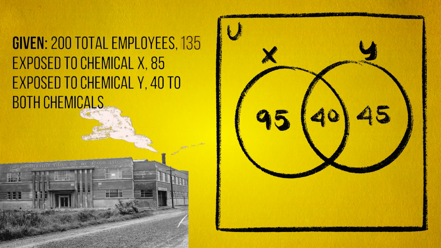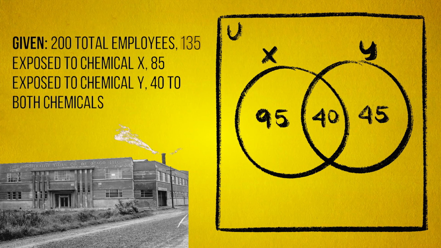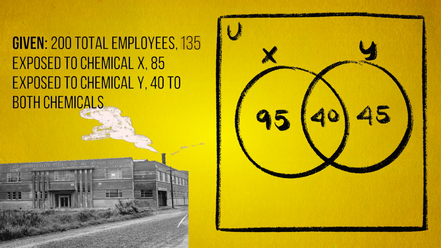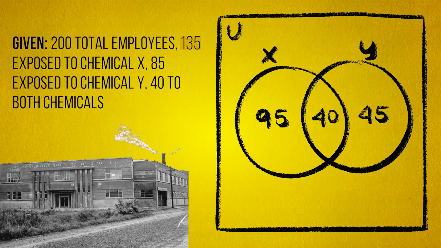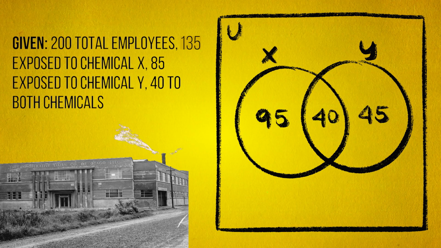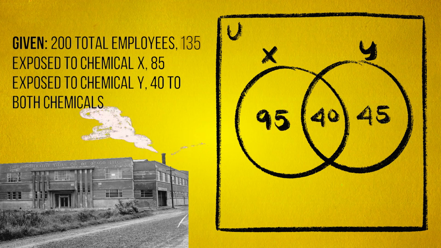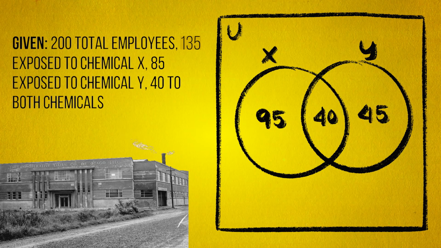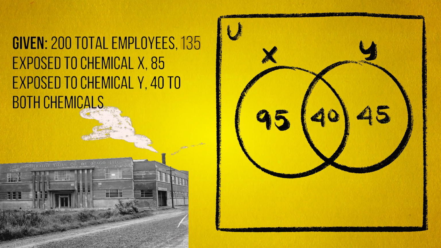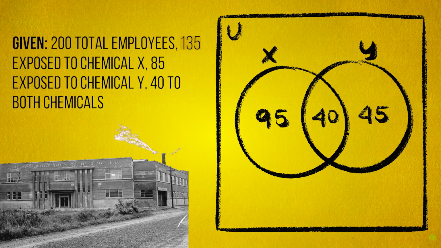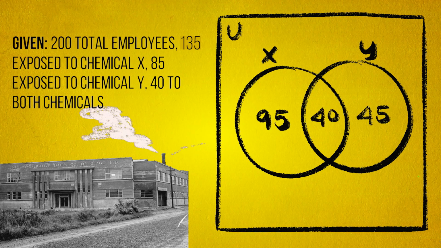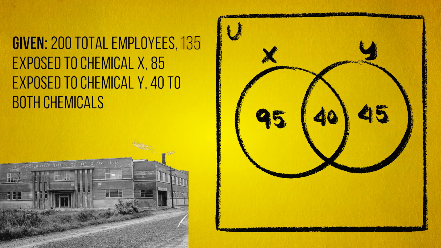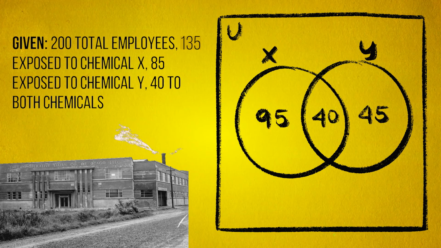Following the same procedure, we can answer the second item. There are 85 people exposed to chemical Y and 40 people also exposed to the same chemical. So to get the number of people exposed to chemical Y alone, we must subtract 40 from 85, which gives us 45. We now know how many people were exposed to chemicals X, Y, and both X and Y. We can add them together to get the number of people exposed to either of the chemicals. 95 plus 40 plus 45 is equal to 180. Finally, we can subtract 180 from the total of 200 to know the number of people exposed to neither chemical.